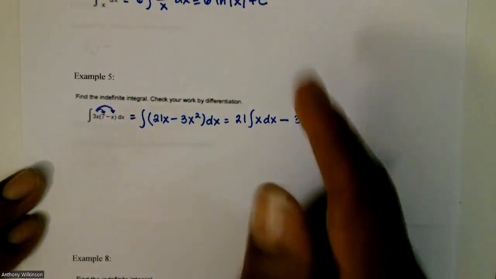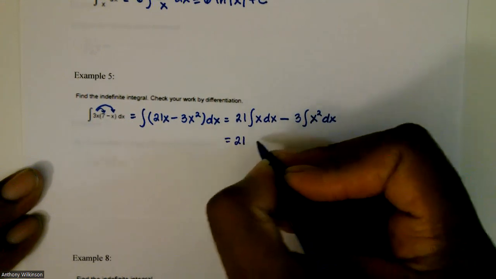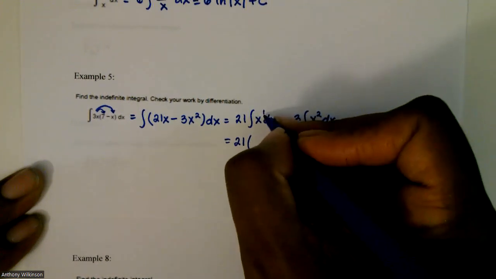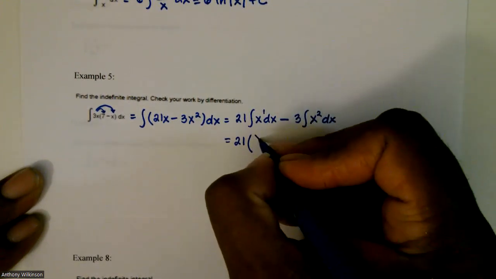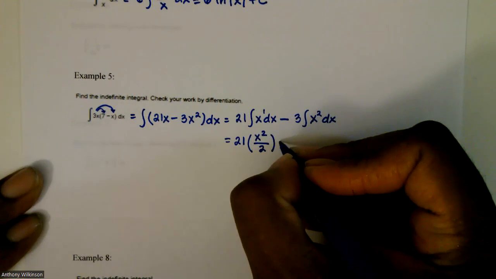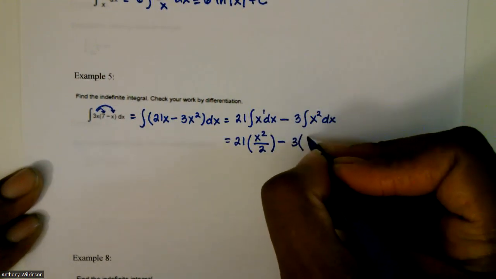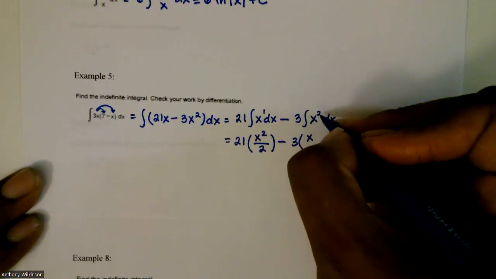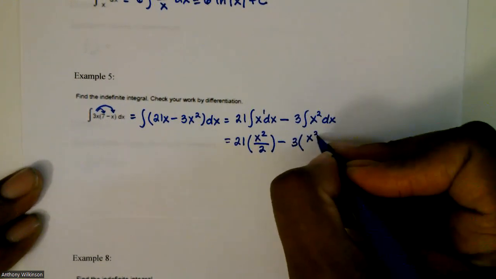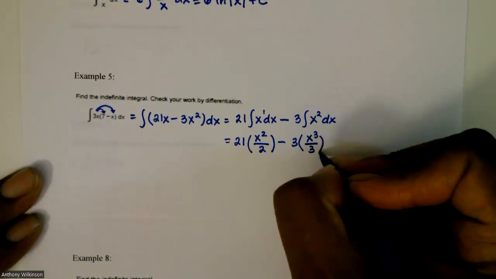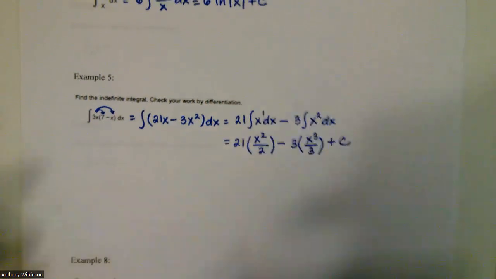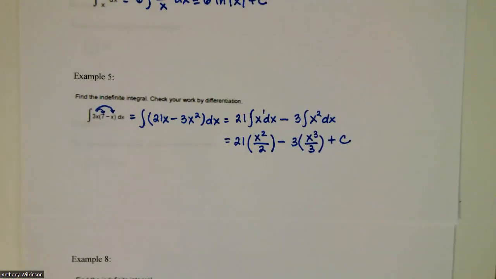And now we integrate each part. Bring down the 21. The integral of x is like x to the 1. We add 1 to the exponent, so 1 plus 1 is 2. So it'll be x squared, divided by that new exponent of 2. And then minus 3 times, if I integrate x squared, I add 1 to the exponent, so it'll be 2 plus 1, which is 3, and then divided by that new exponent of 3. And of course, since it's an indefinite integral, we add the plus c.